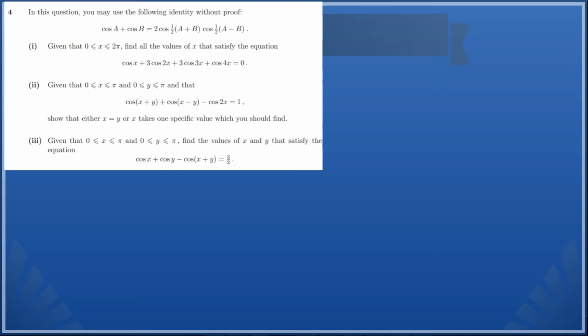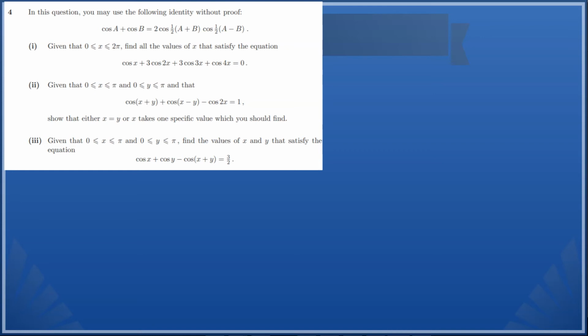Without further ado, let's jump straight in to question 4. It says in this question you may use the following identity without proof. So it's actually giving you an identity to use, which is a strong hint that it will need to be used in each of the different parts of this question.